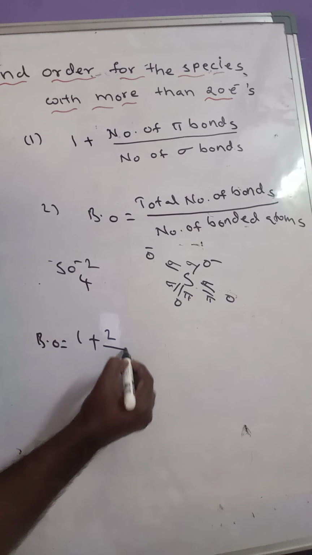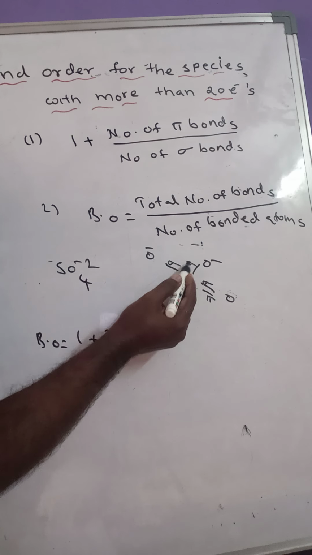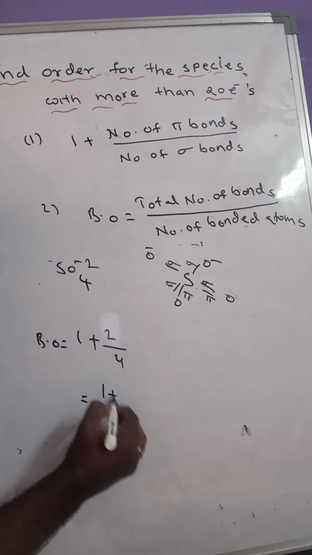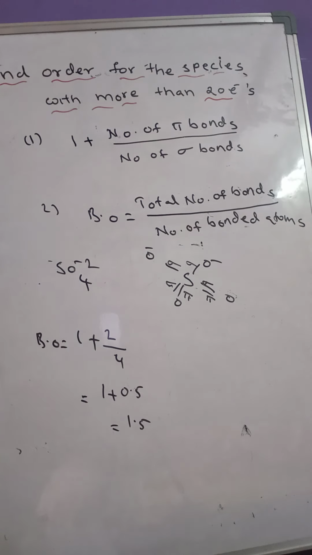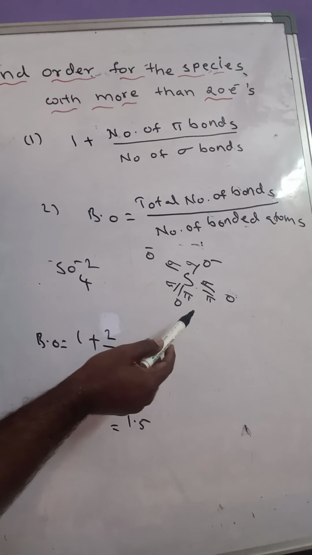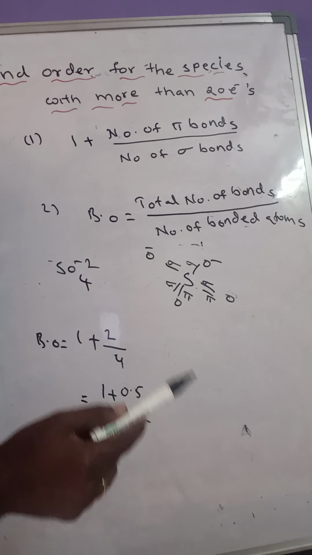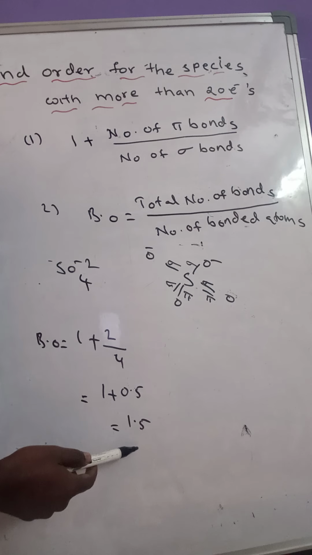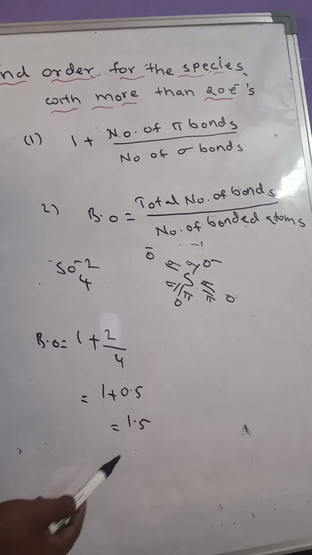So 1 plus 2 by total sigma bonds, how many? 1, 2, 3, 4. So you get here 1 plus 0.5, that means 1.5. That means in between sulfur and oxygen, the bond order is in between single bond and double bond. What is the bond order here? 1.5. And you can go for another formula also.